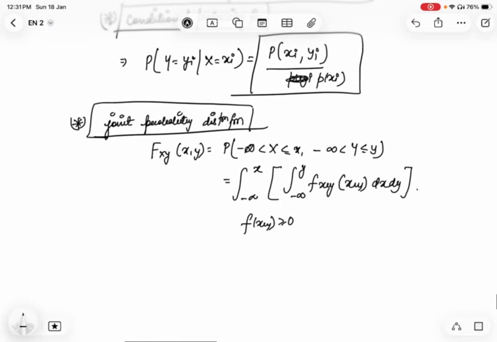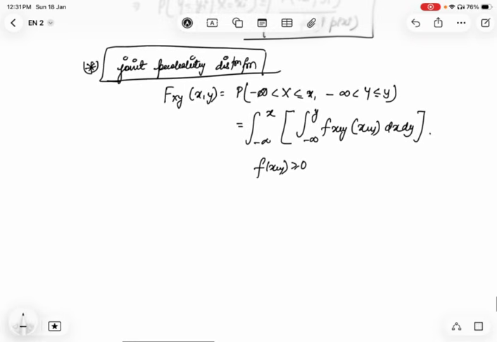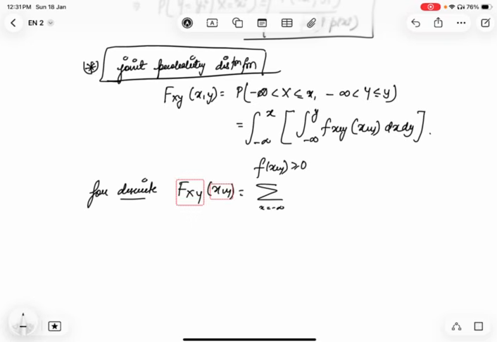So this is for the joint distribution function. When we talk about the discrete case, instead of integration we have to use the sigma: F(x,y) is equal to the sum over x equal to minus infinity and the sum over y equal to minus infinity of p(x,y).